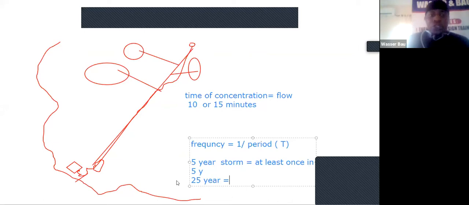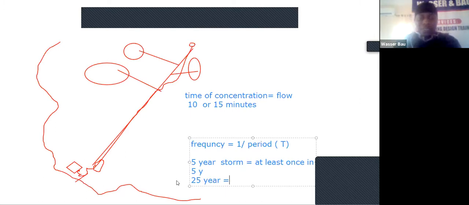Then the IDF curve: intensity, duration, frequency. So you can see that the IDF curve does you well by combining these three factors. All you need to do is pick your I, multiply by the A, consider the C, and you get your discharge. With your discharge, you go to your chart, you design your pipe, and that will be it.